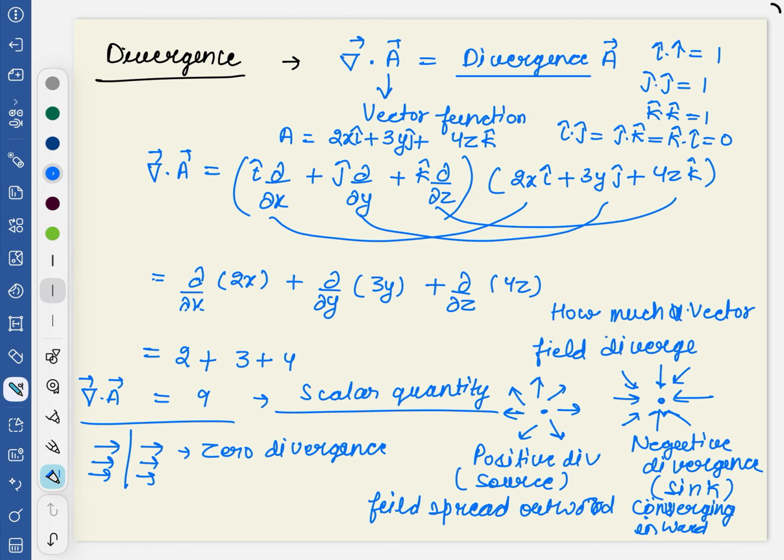Suppose if divergence is zero, means this situation where the incoming flow is equal to outgoing flow, the divergence of A is zero. So here the vector A is known as solenoidal vector.